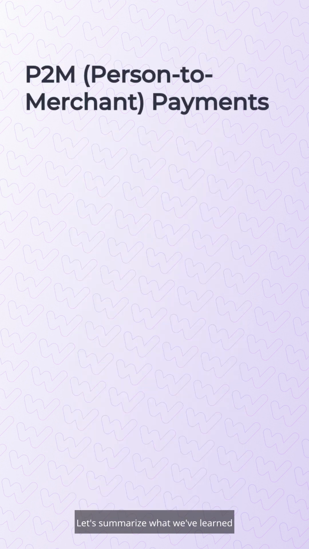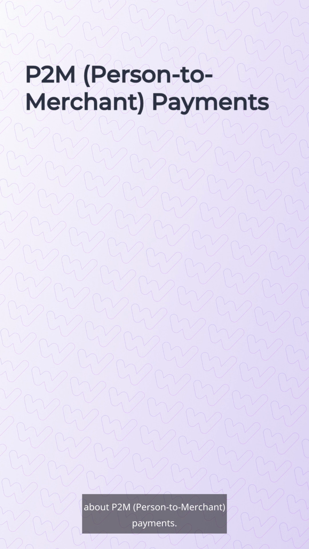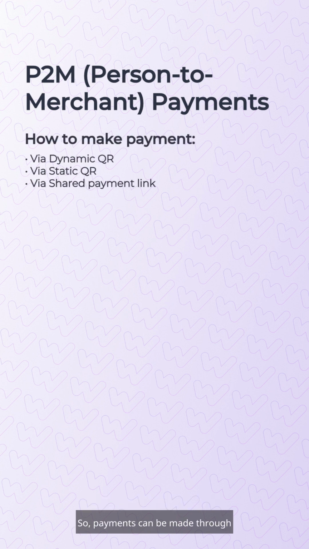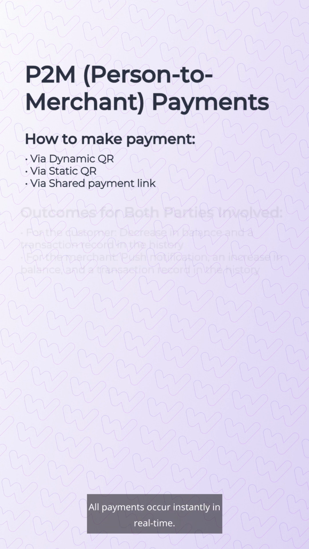Let's summarize what we've learned about P2M, person-to-merchant, payments. To make a payment, both the customer and the merchant must have a mobile application. However, the merchant can also integrate our merchant API with their existing retail systems. Those cases are covered in our separate video. So, payments can be made through dynamic QR, static QR, or via a shared payment link.